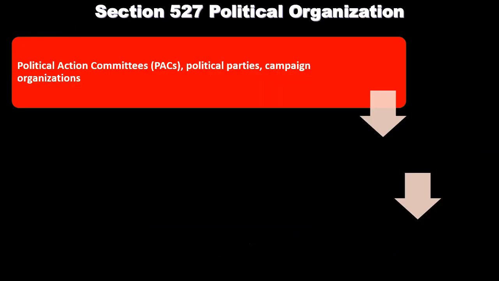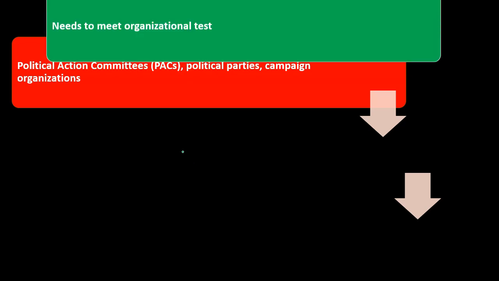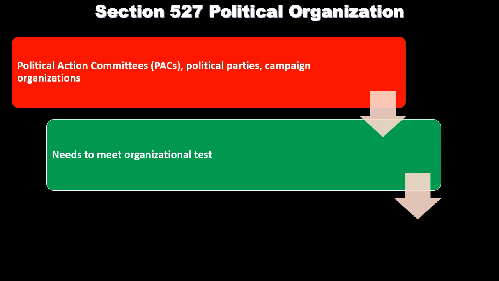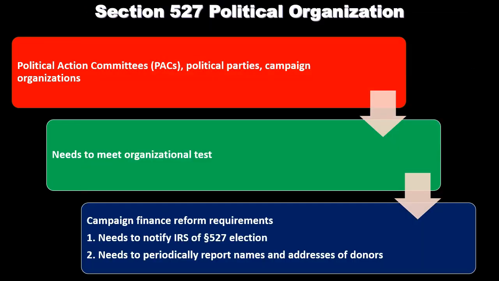Section 527, political organizations, and again, this is an IRS code section, so you could look at this in the Internal Revenue Code, Section 527. Political action committees, PACs, political parties, and campaign organizations need to meet organizational tests, and they have campaign finance reform requirements, including needing to notify the IRS of a Section 527 election. When they elect under Section 527, they need to periodically report names and addresses of the donors. So note this is a nonprofit organization that needs to be very transparent, and a political nonprofit organization under Section 527 needs to be more transparent in some ways.